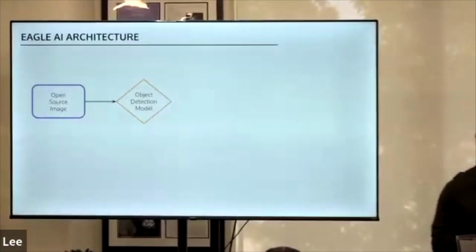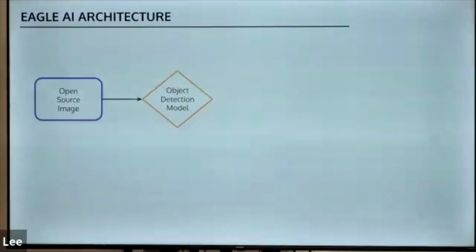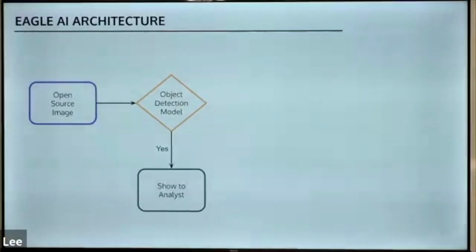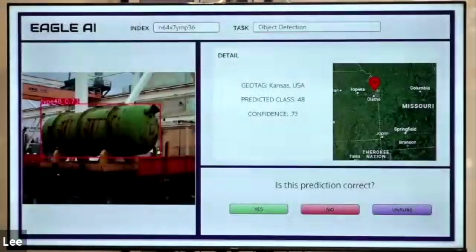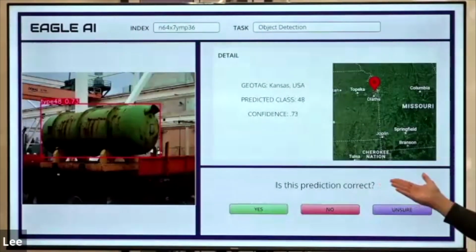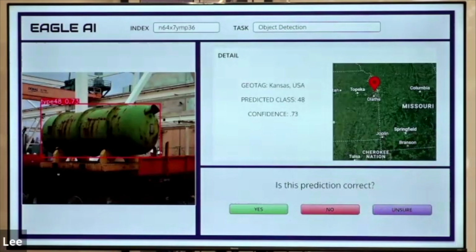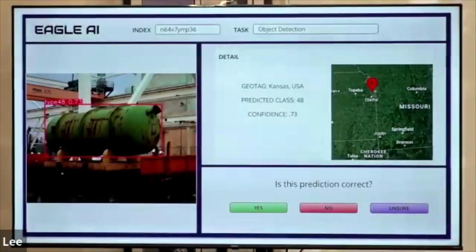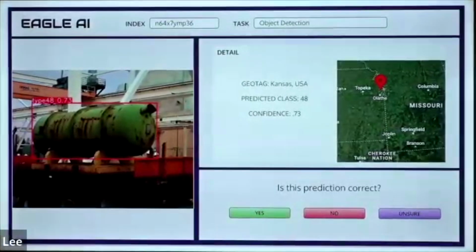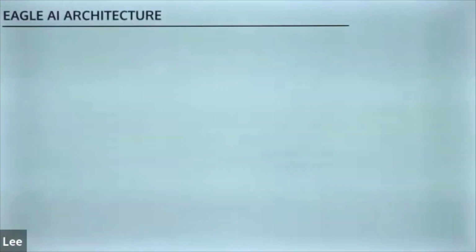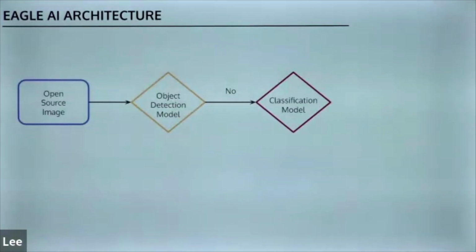If our object detection model detects that there is a container anywhere in that image, it will then show it to the analyst. That analyst will see a dashboard that looks like this, where they'll see the container or the image of interest with the bounding box around it. They'll have information about the container class, the confidence level, and ultimately that analyst will confirm whether this prediction is indeed correct. Now, because we know how important it is to reduce the number of false negatives, we have a fail-safe. If the object detection model says no, then we want to make sure that we pass it to the classification model, where it will ultimately say whether there is indeed an object present or not.